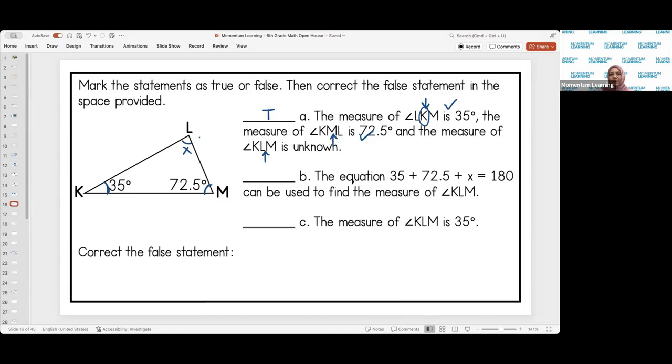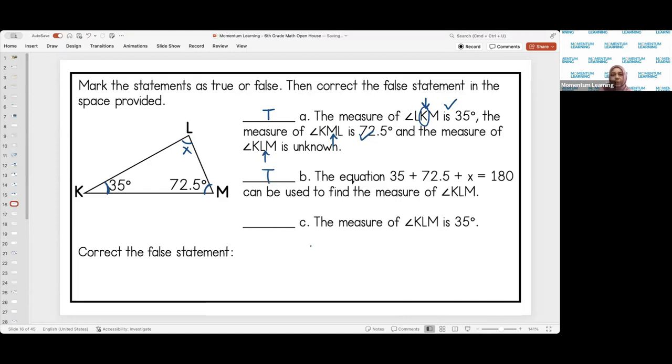You can unmute yourself if you want to answer directly. Yes, Emily, you are right. It is correct. So we can say it is true statement. And the measure of KLM is 35. In the C says KLM. Is it true or false?